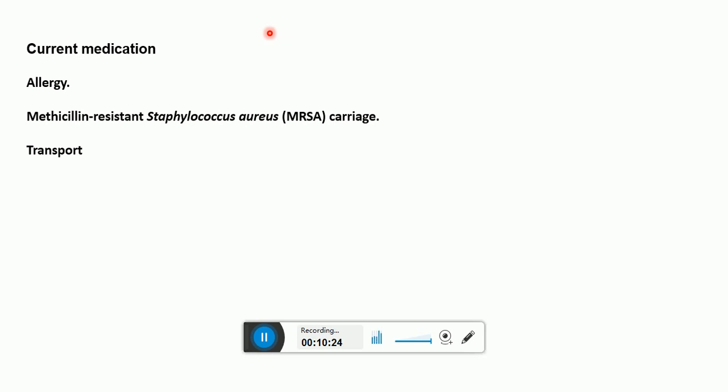So, the important one is systemic alpha blockers, such as tamsulosin. They are the main cause of intraoperative floppy iris syndrome when undertaking phacoemulsification.